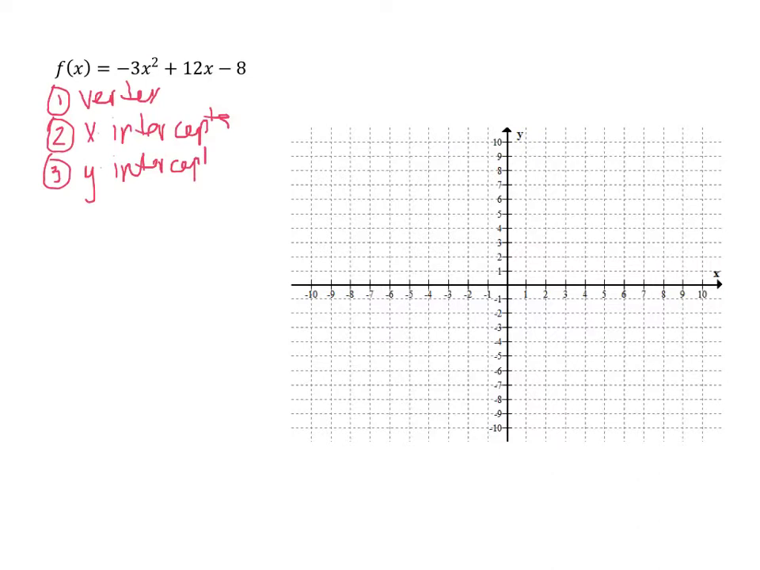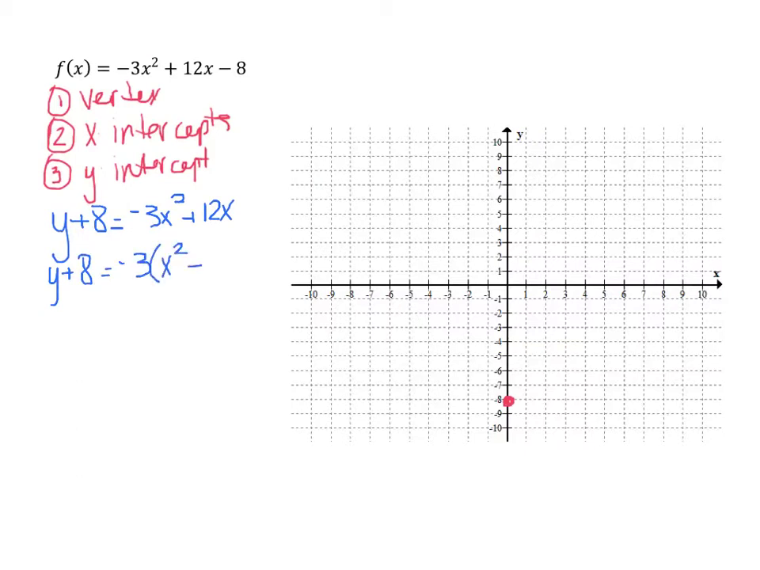Now this should be pretty easy. The y-intercept, that's negative 8. To find the vertex, we can complete the square. So we would have y plus 8 is equal to negative 3x squared plus 12x. From here, we would have to factor out that negative 3. So that would be x squared minus 4x. That's why you had to learn to factor.